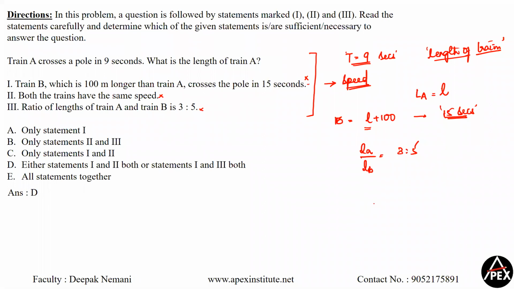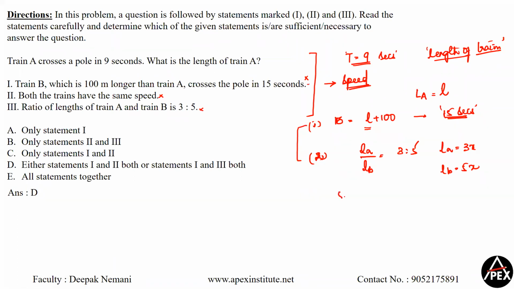Now what can we determine? This is statement 1. This is statement 2. Now if I consider the length of train A is 3x, then length of train B is 5x. So with statement 3 alone we cannot determine. But if I combine 1 and 3, because we have two equations, length of train B in terms of length of train A.